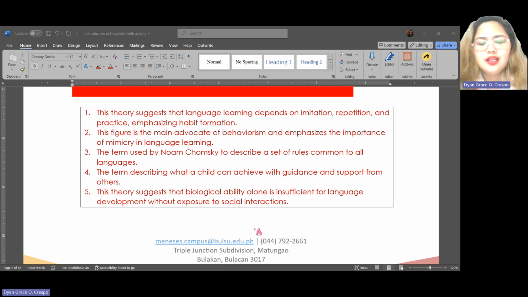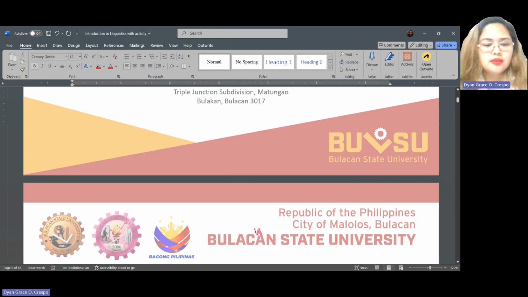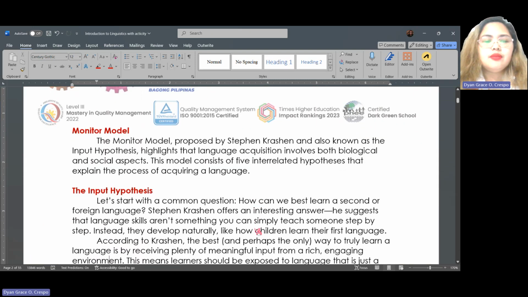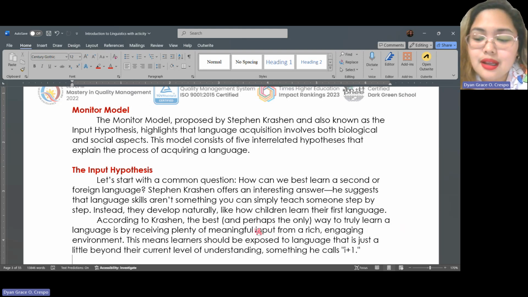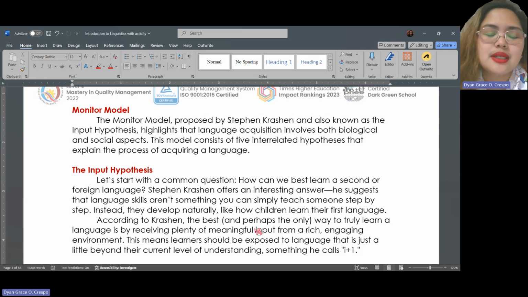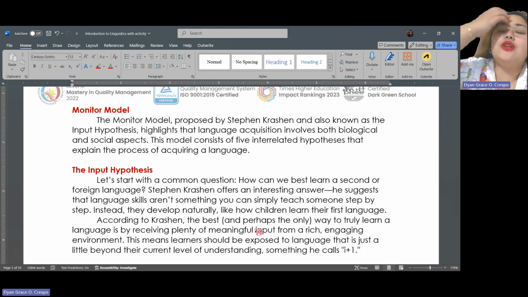All right. So, yeah, let's now go to our next one. Now we have the monitor model. The monitor model is proposed by Stephen Krashen, and luckily, Stephen Krashen is still alive and kicking. It is also known as the input hypothesis. It highlights that language acquisition involves both biological and social aspects. This model consists of five interrelated hypotheses that explain the process of acquiring language.